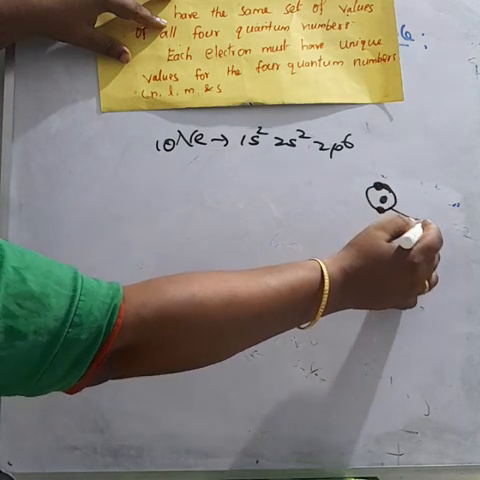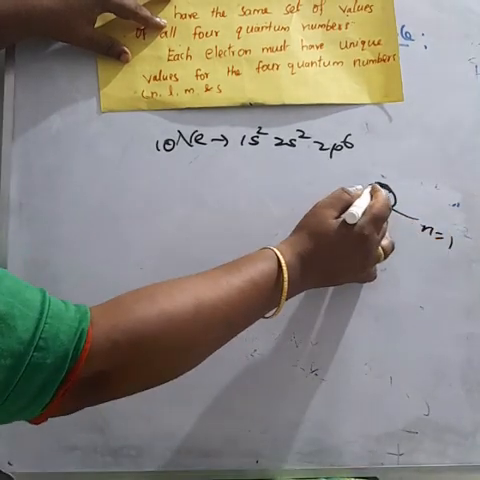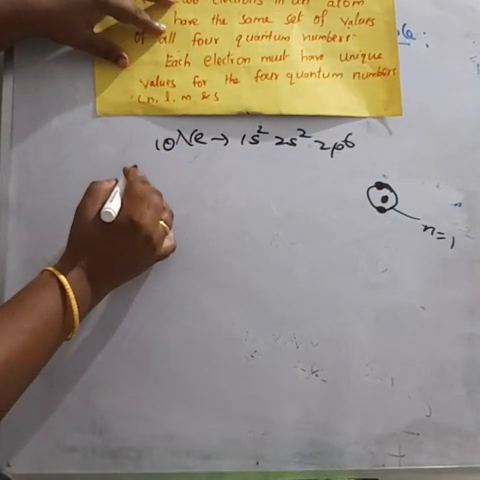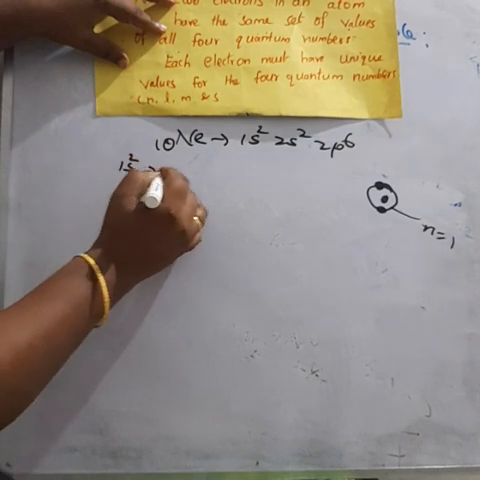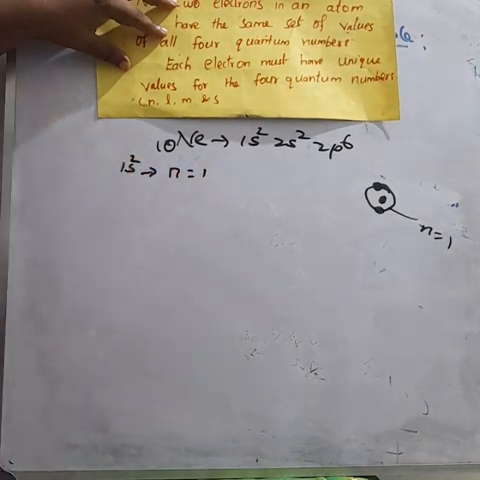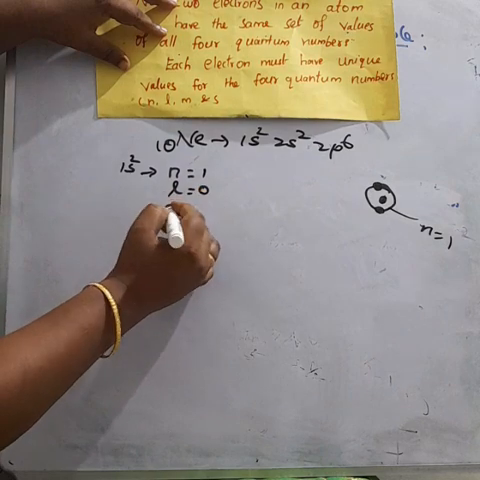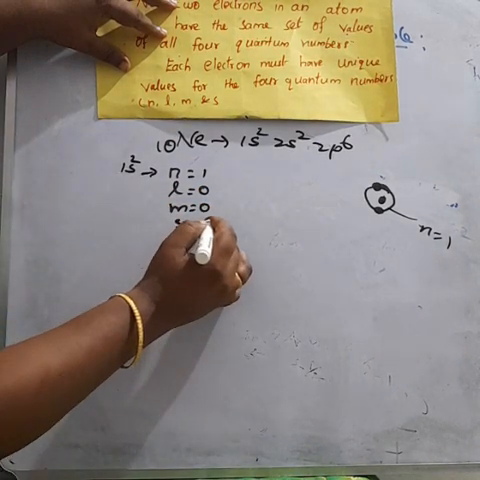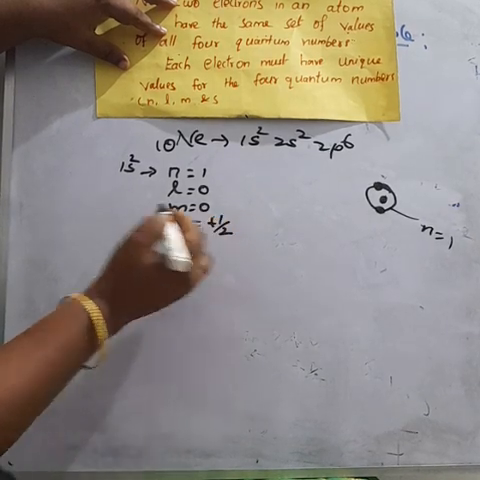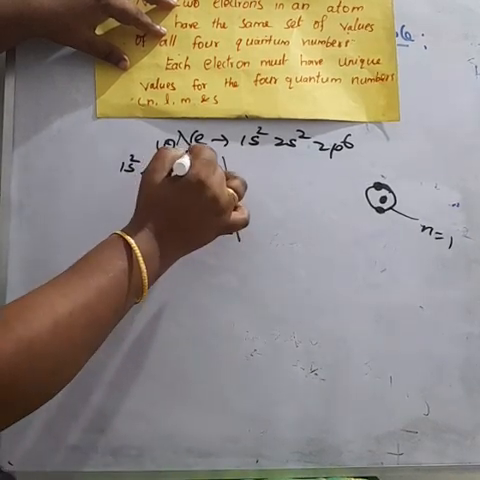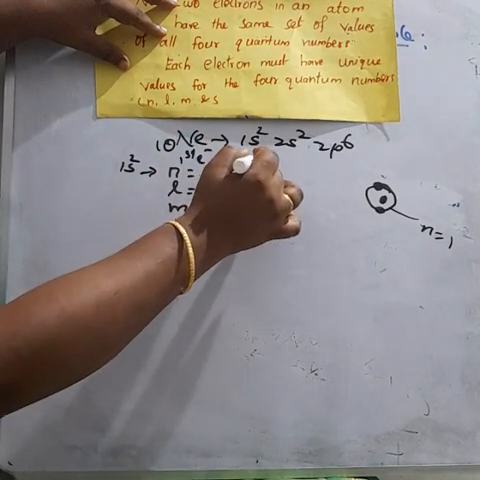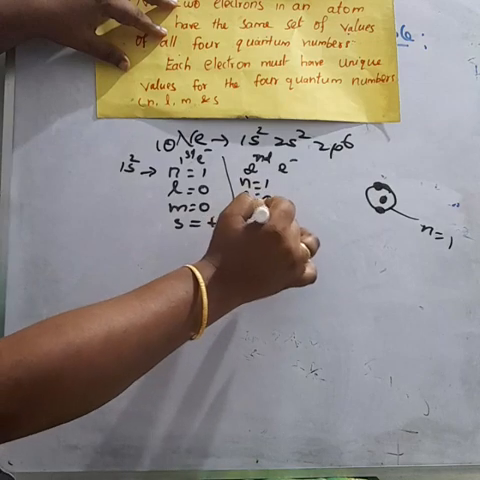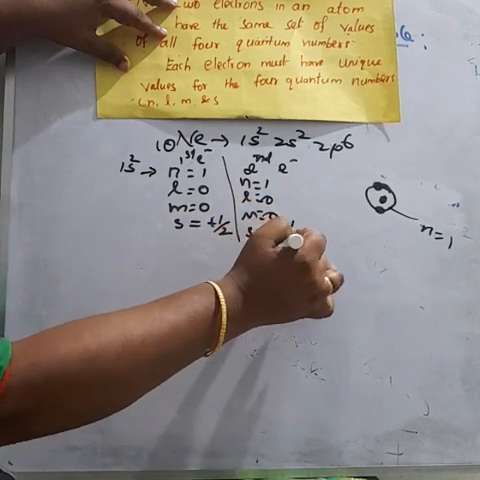We can write the quantum numbers separately. For the first electron, n is equal to 1, l is equal to 0, m is equal to 0 and s value plus half. And the second electron, n is equal to 1, same, l is equal to 0, m is equal to 0, but only the s value differs here. S value minus half, it is present in anti-clockwise direction.